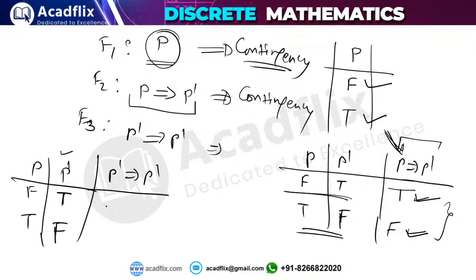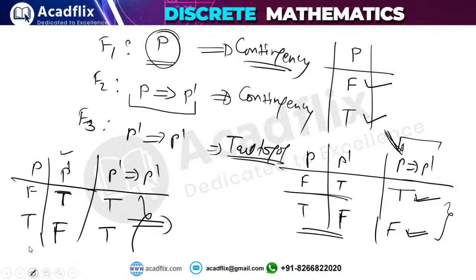So true implies true. See, when P dash is true, then true implies true. That will be true. False implies false. That will also be true. So you can see it is always true. So it is tautology. Okay. Any doubt? It is tautology because you can see it is always true. So this is the concept of tautology, and this is the concept of contradiction and contingency.